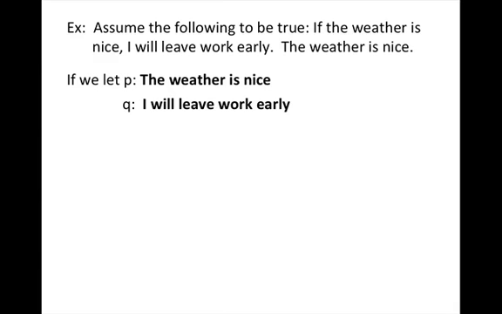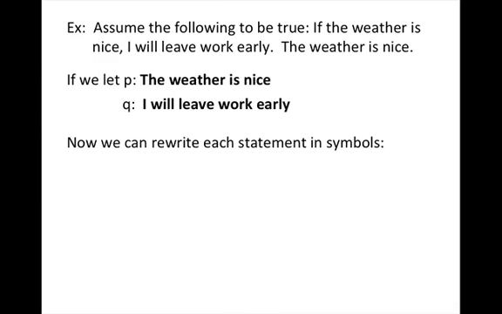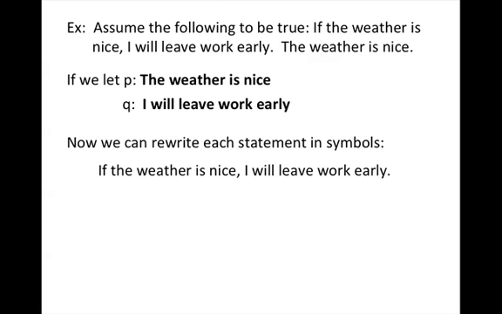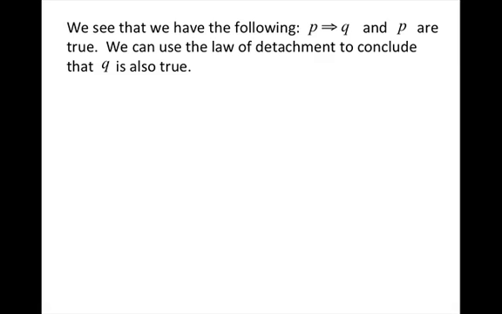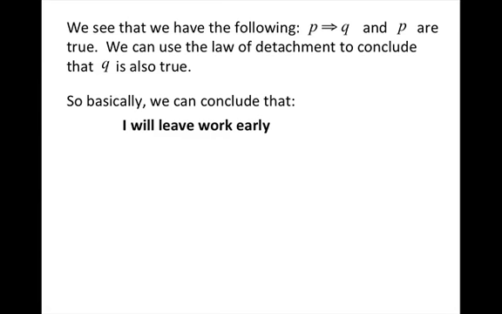Now we take each of our sentences and translate them into symbols. So the first sentence is, if the weather is nice, I will leave work early. This is P implies Q. The second sentence is, the weather is nice. That was our P. We're told these are both true, so we can conclude that Q is also true, and our reason is the law of detachment. So basically we can conclude that I will leave work early, which is my Q.